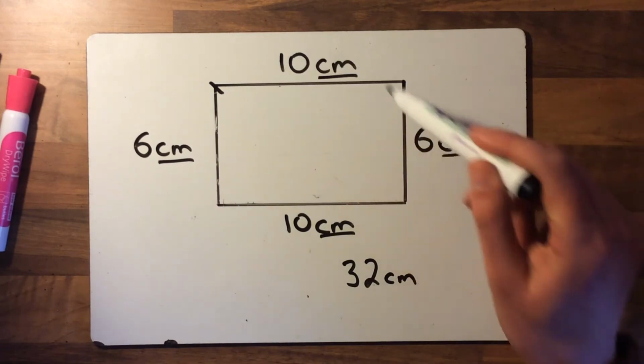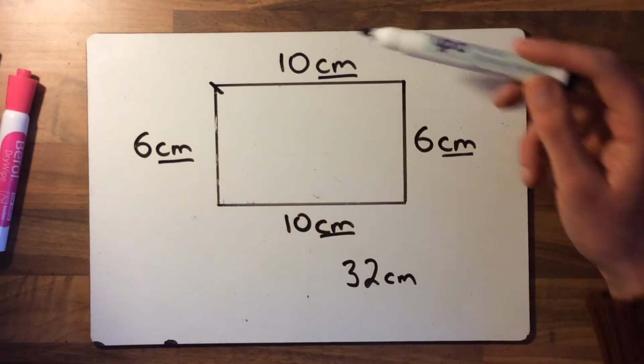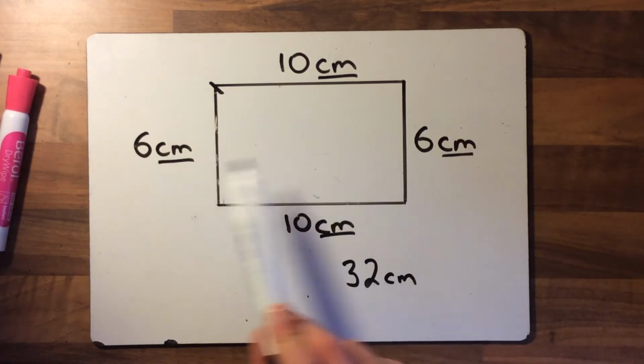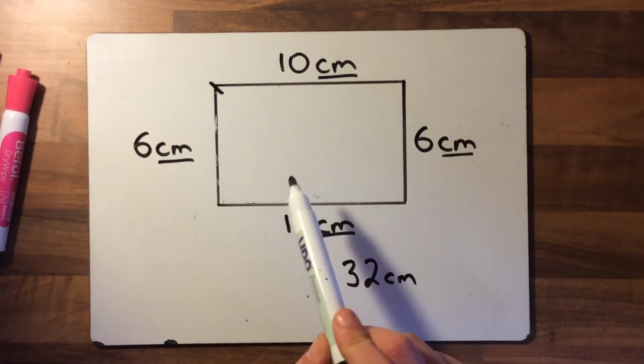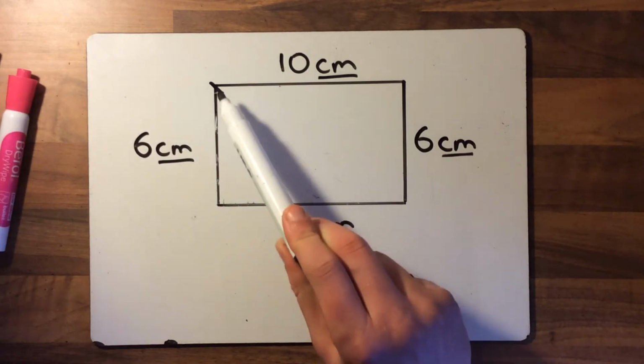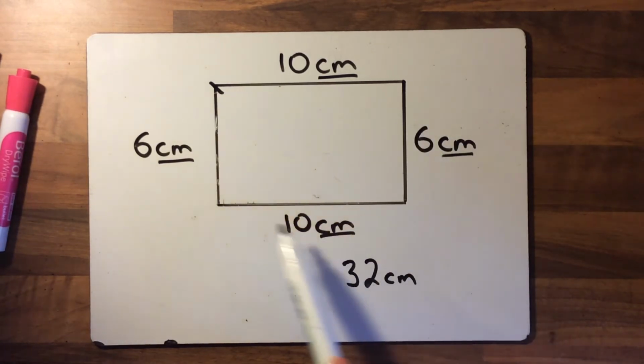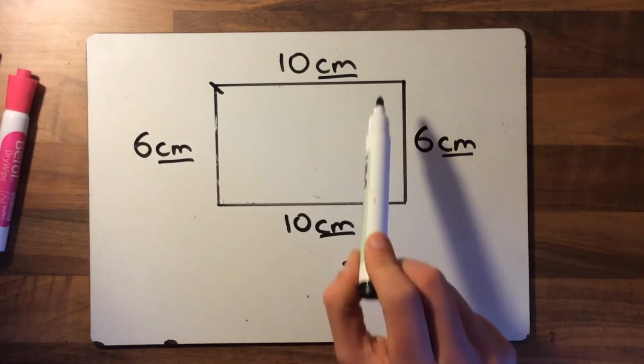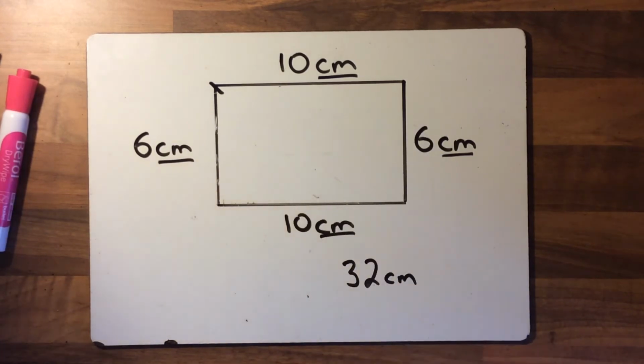Now you don't have to go round and add them up in a clockwise direction like that. You could have done 10 and 10, which you know is 20, and then 6 and 6, which is 12, and add 20 and 12 to get to 32. This technique of going round in a clockwise direction though can be quite useful when you're adding up the edges of shapes with quite a few edges. Okay, so actually calculating perimeter is not too complex.